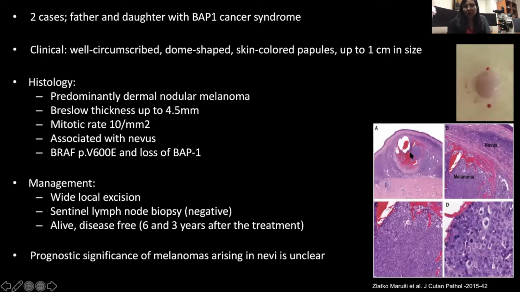Histologically, it is a predominantly dermal nodular melanoma. Breslow thickness is up to 4.5, and they found the BRAF V600E mutation and loss of BAP1. They did a wide local excision, and the sentinel lymph node was positive, and according to that report, the patients stayed alive and disease-free for 6 and 3 years, respectively, after the treatment. So the prognostic significance of melanoma arising in this BAP1-associated nevus is still unclear because it is rare and we are still studying, and more follow-up studies are needed to understand the prognostic value of these melanoma cases from BAP1-associated nevus.